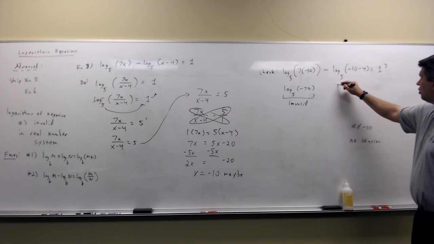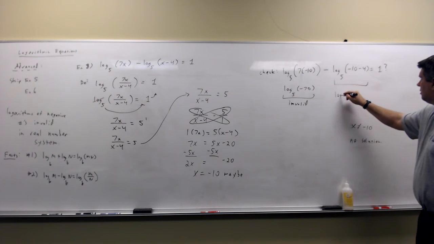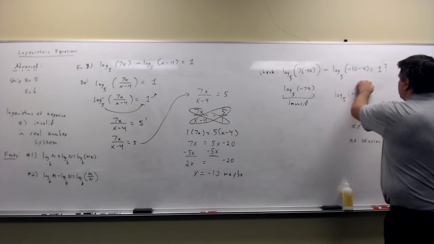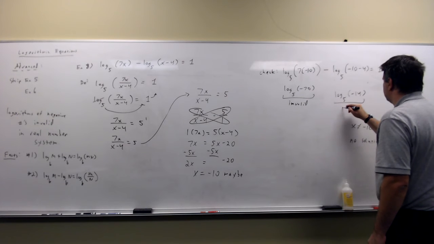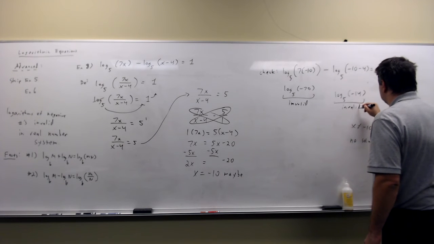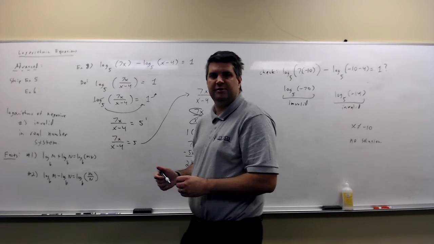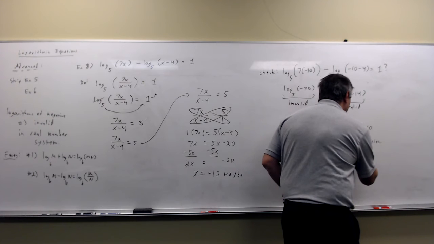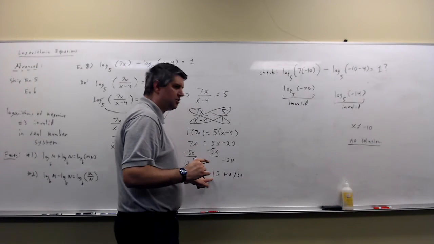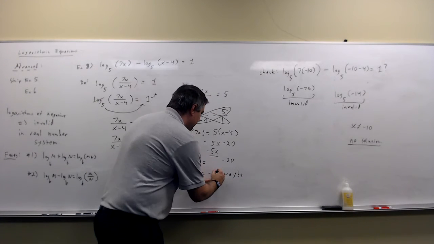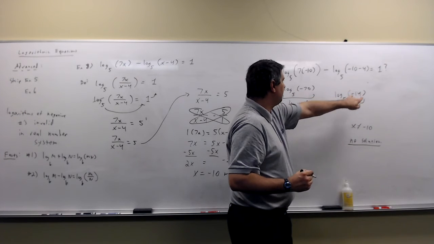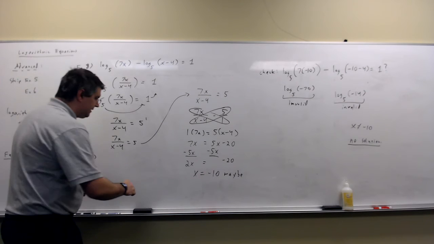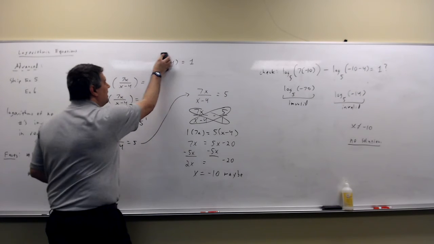And again, this would also be log base 5 of negative 14, also invalid. If it gives you a logarithm of a negative number, it's out. No solution, because the only prospective solution, negative 10, gave us logarithms of negative numbers. So that won't work. All right, let me get this off the board and move on to example 9.